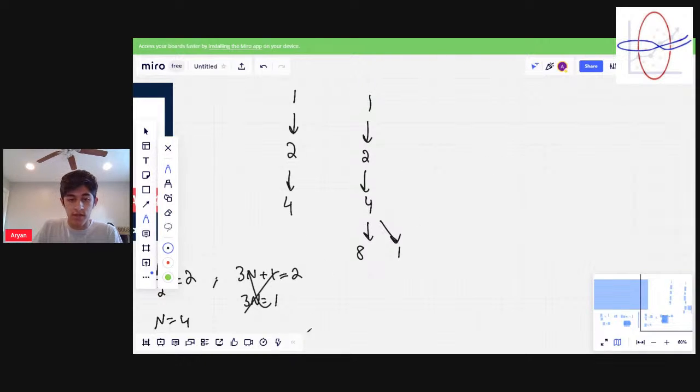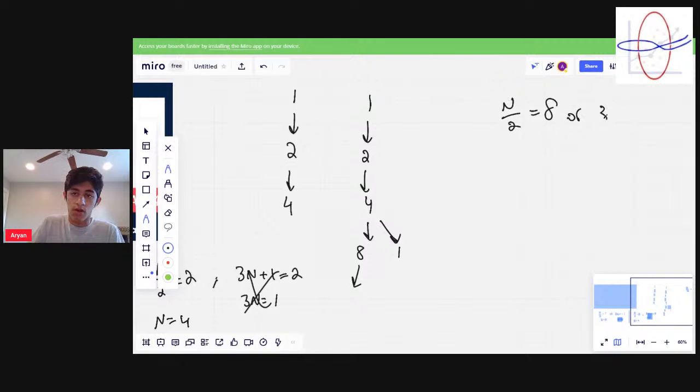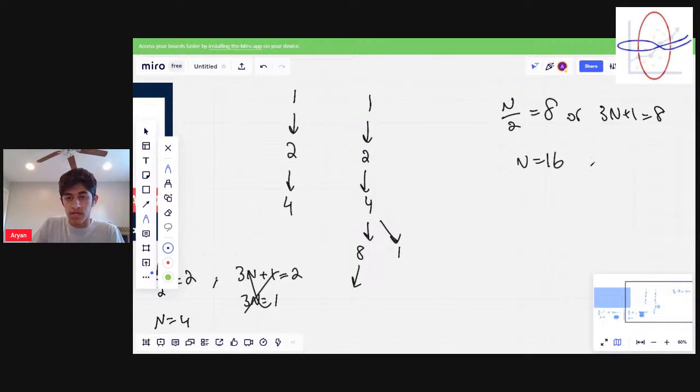So with 8, if we're trying to figure out the outputs, if we work up here, n divided by 2 equals 8, or 3n plus 1 equals 8. So n equals 16 is a solution. Or if we do this, we see we get 3n equals 7. And because 7 is not divisible by 3, we don't worry about that. So when we get 8, it's just 16.